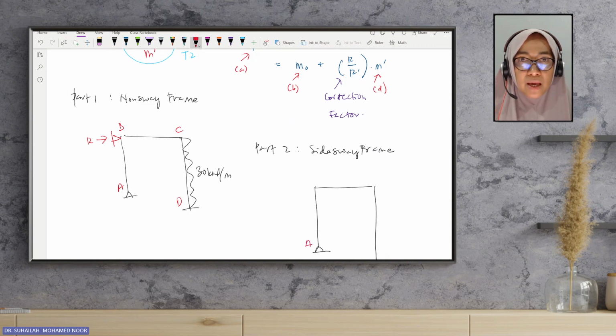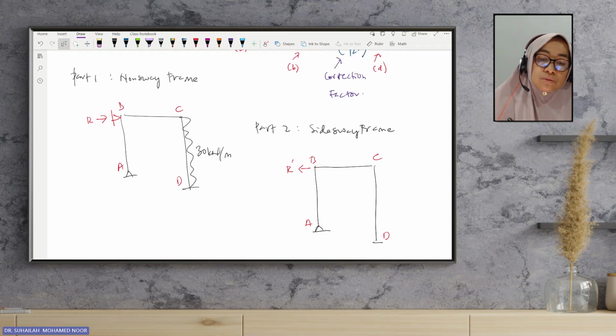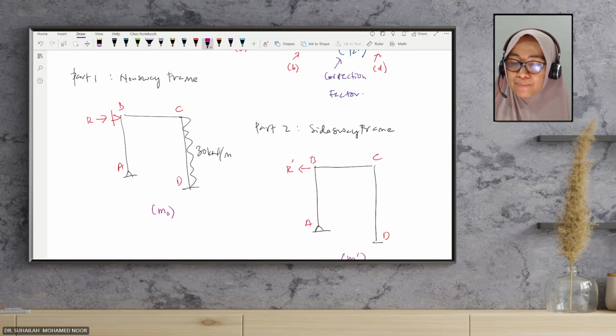In part 2, we analyze this, A, B, C, and D. Here we have R in the opposite direction, R prime in the opposite direction. So this is part 1 and part 2. Part 1 is based on diagram B, part 2 is based on diagram D. The end moment from part 1 is M naught, and the moment from part 2 is M prime.